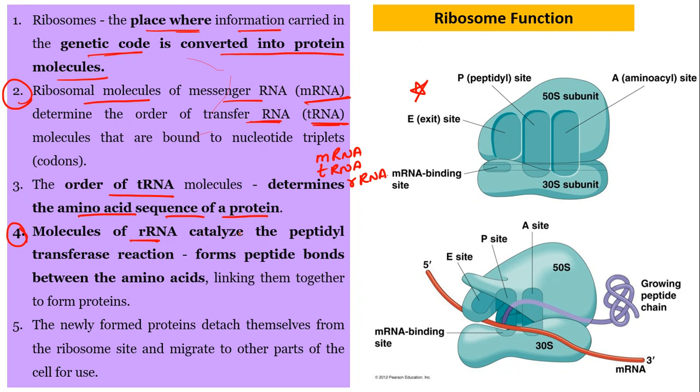And then the molecules of rRNA form the peptide bonds. If these two are amino acids, a small peptide bond is formed. Another amino acid comes, another peptide bond is formed. Another amino acid comes, another peptide bond is formed. So this function of peptide bond formation is done by the molecules of RNA. And these amino acids are brought by the tRNA.